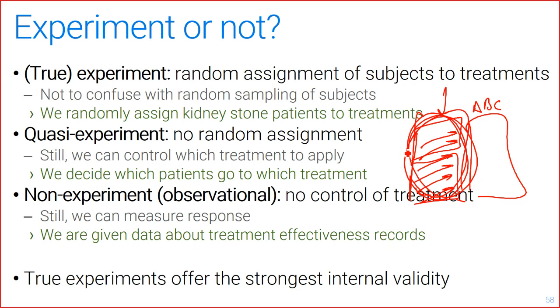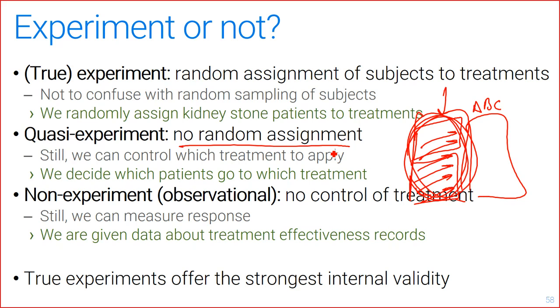If there is no random assignment, we have a quasi-experiment. And this was the case of the kidney stone. We do not make the decision of which patients go to which treatment, but still we can measure the size of the kidney stone.